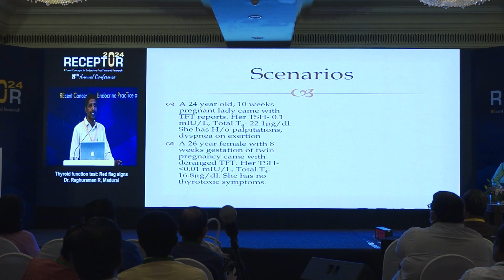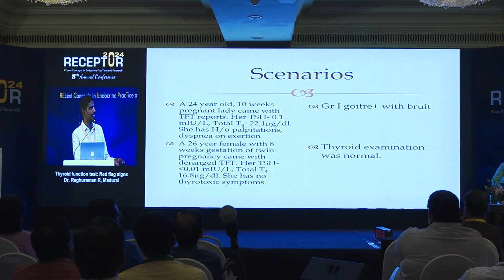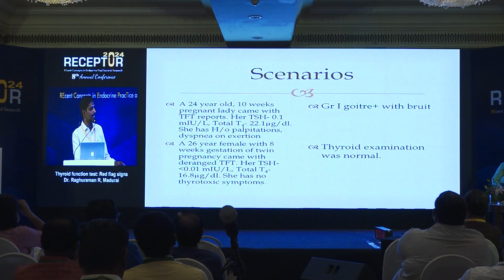So again, this is a differentiating feature for hyperthyroidism in pregnancy, the first case, and the second case is a case of gestational thyrotoxicosis. So again, how to differentiate? That is by doing clinical signs and symptoms. The first patient had symptoms, second patient had no symptoms. And in examination, the first patient had goiter with the bruit suggestive of Graves. In the second patient, the thyroid examination was normal.